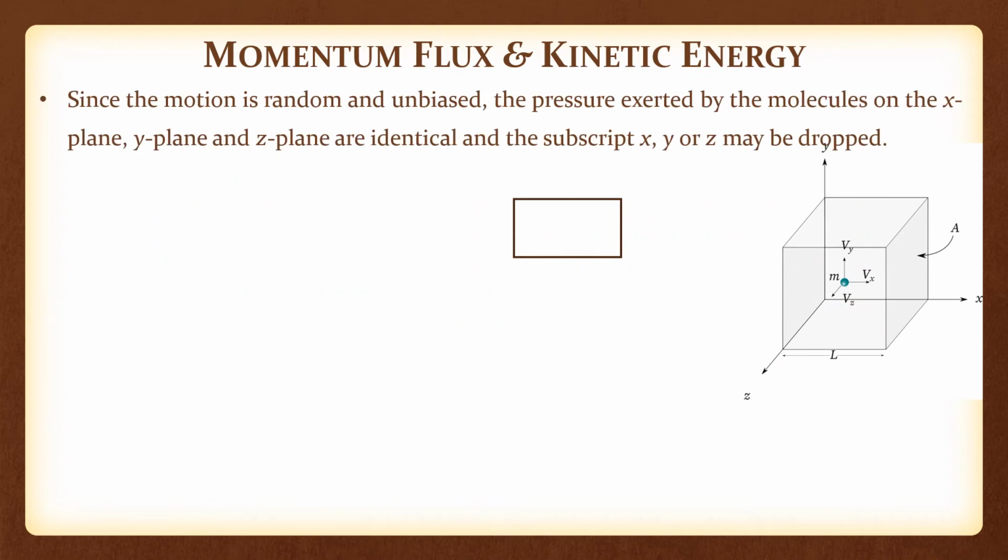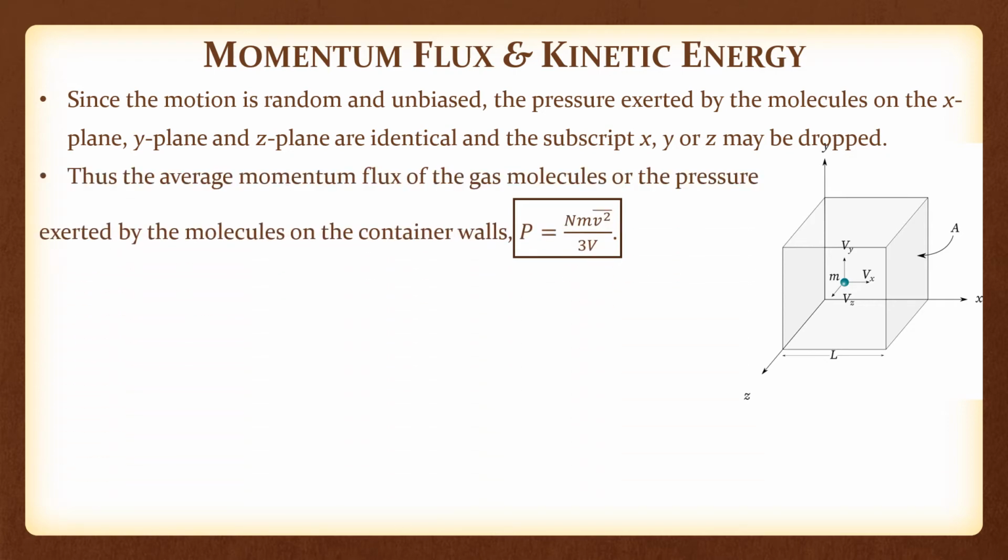Since the motion is random and unbiased, the pressure in the x plane, the y plane and the z plane are all identical. It's the same isotropic pressure everywhere, and the subscripts x, y, z may be dropped. Therefore, the average momentum flux, or the average pressure exerted by the molecules on the container walls, is simply this pressure, which is nm v square bar by 3V.